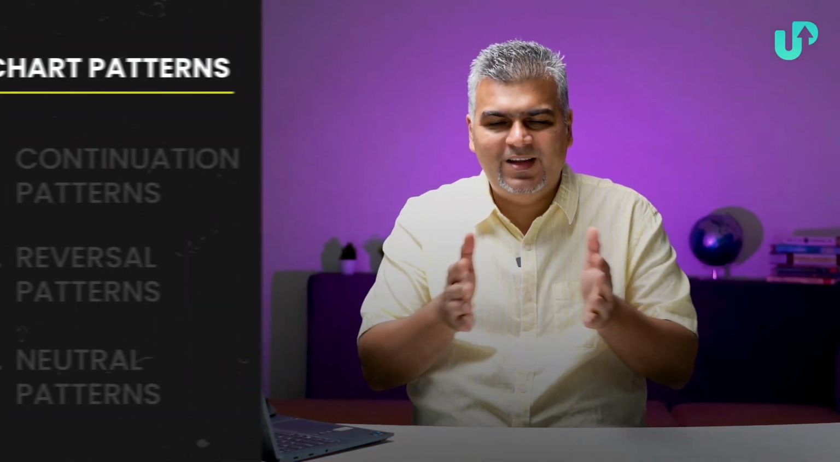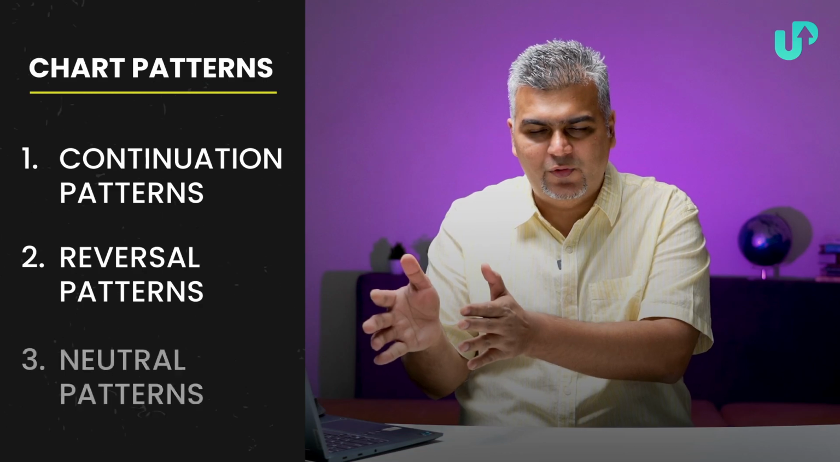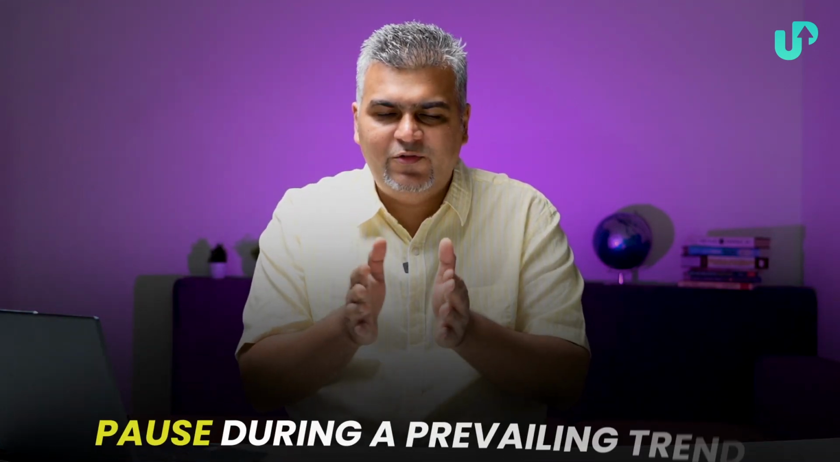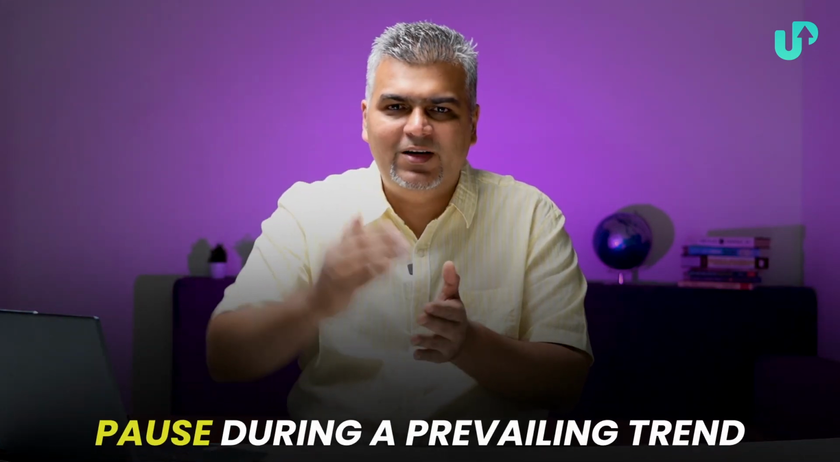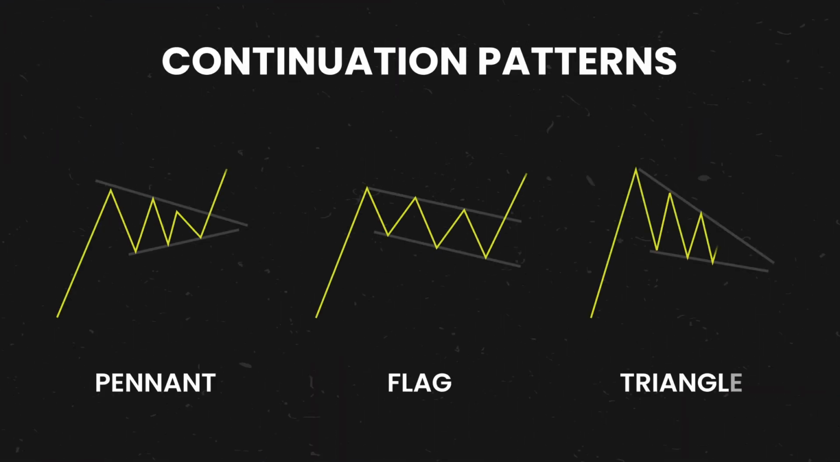The next we go to is chart patterns. There are three different types of chart patterns. The first is called continuation patterns. The second is reversal patterns. And the third is neutral patterns. Now, what is a continuation pattern? This implies the stock or an index is already in a trend, and the pattern tells you this is just a pause in the trend and then it will continue. This is where pennants, flags and triangles come into the picture.